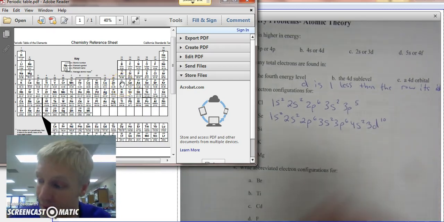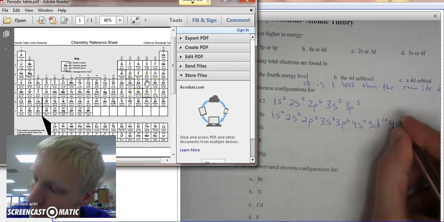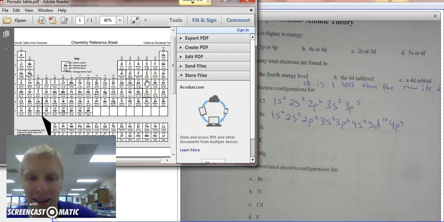And we continue on. We're still in the fourth row, and it's the P section, so we will call it 4p, 1, 2, 3, 4. And that's the electron configuration for selenium. A little more in depth because you have that d orbital happening.